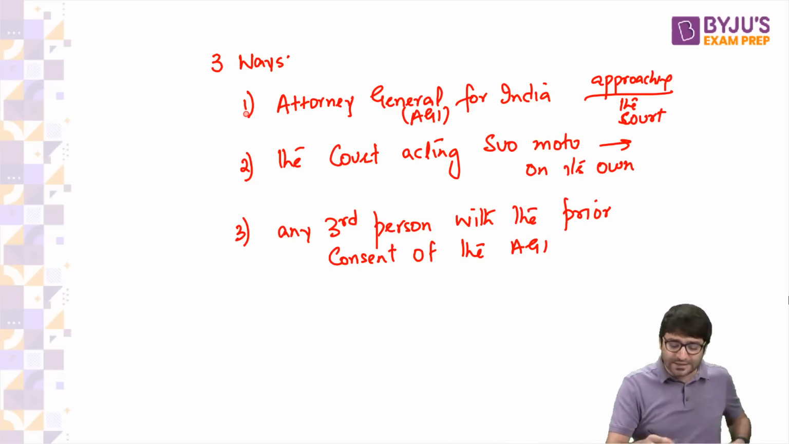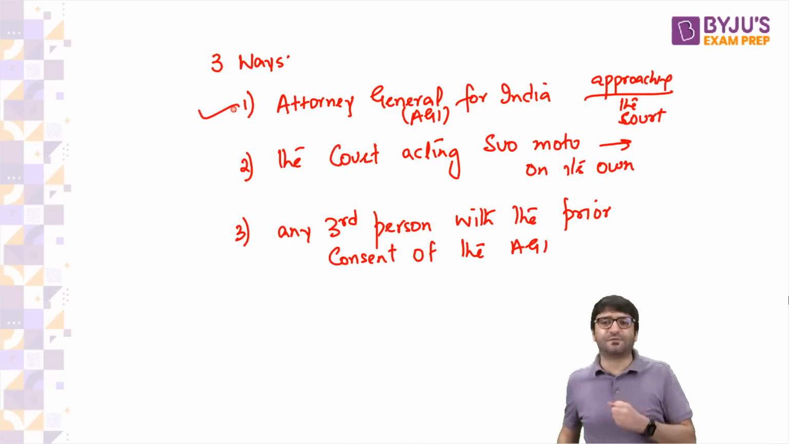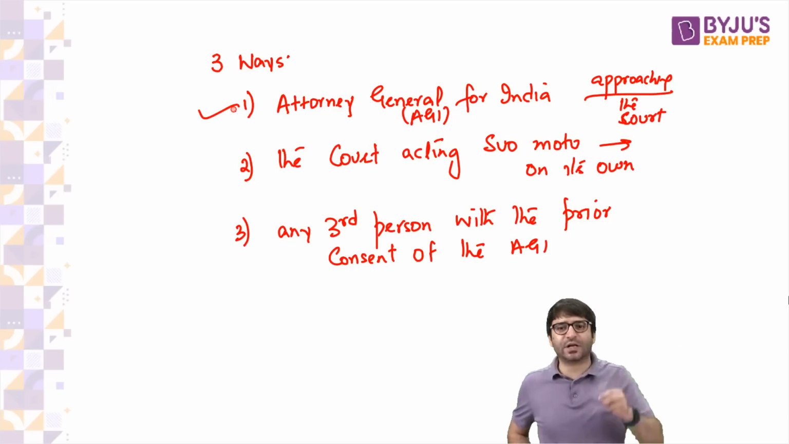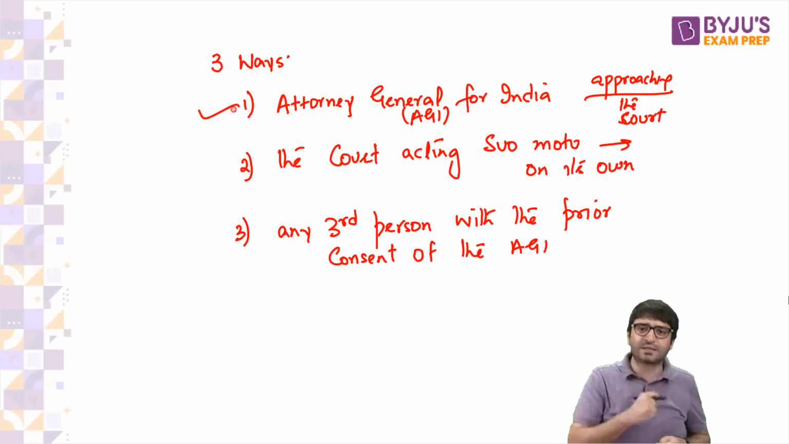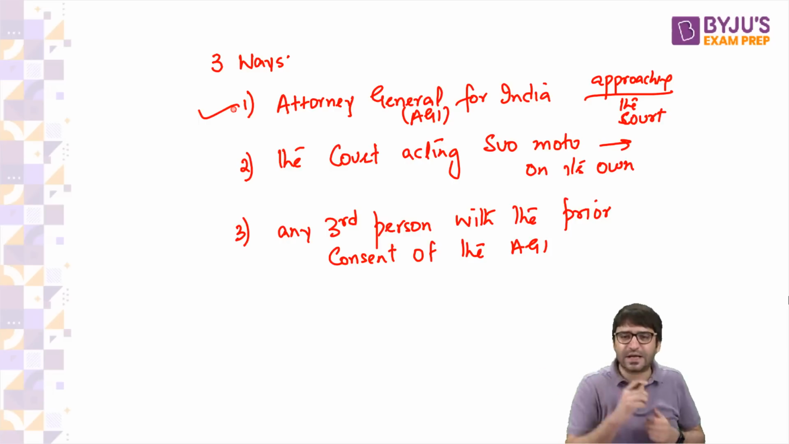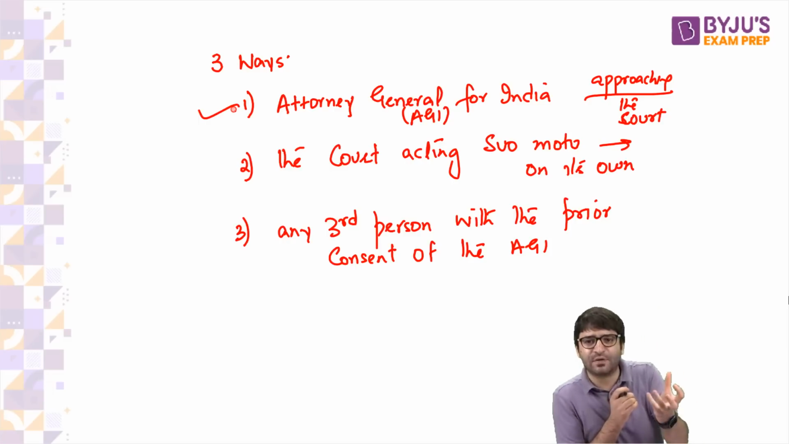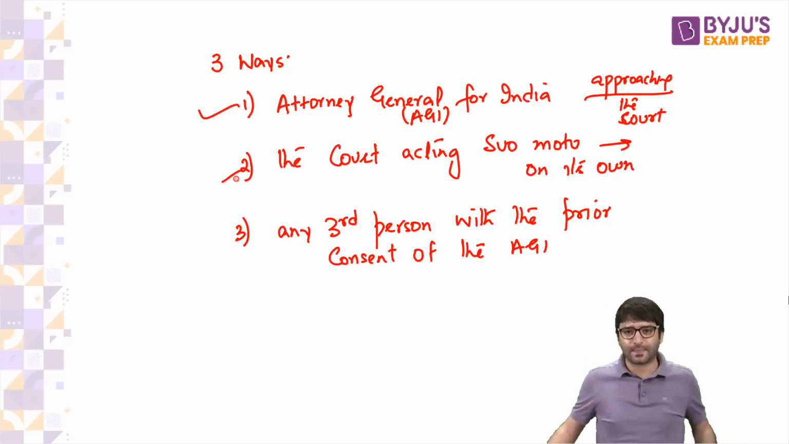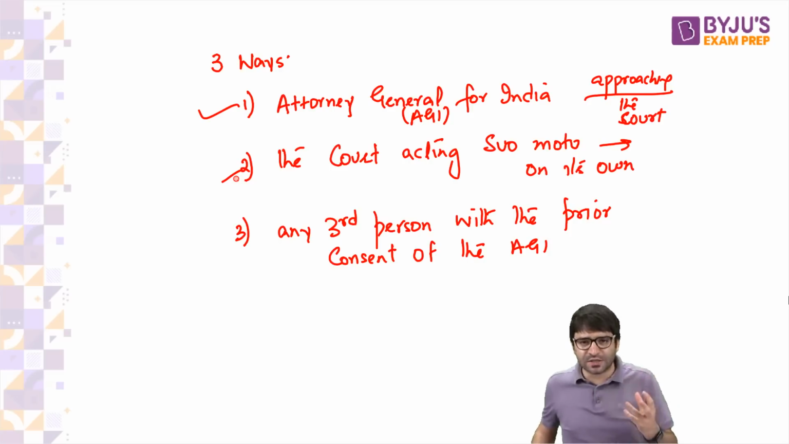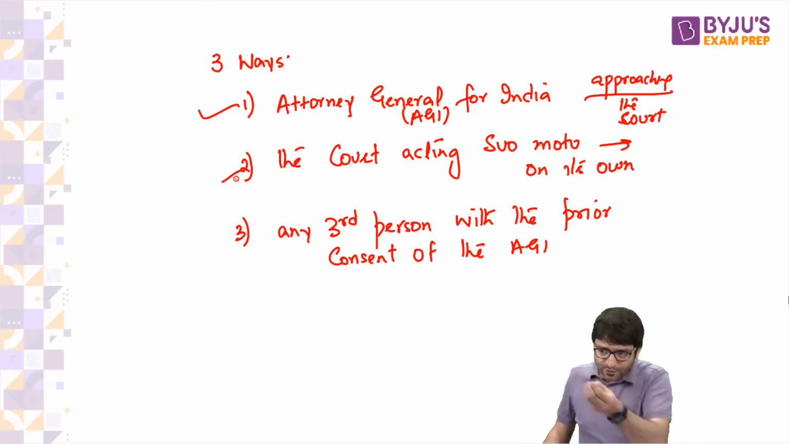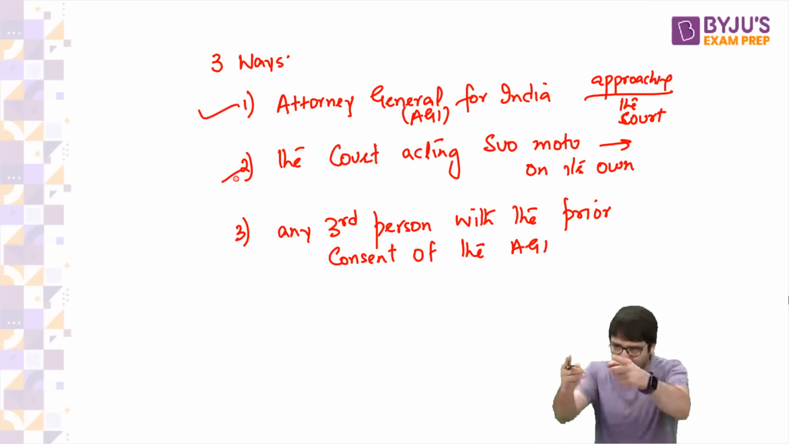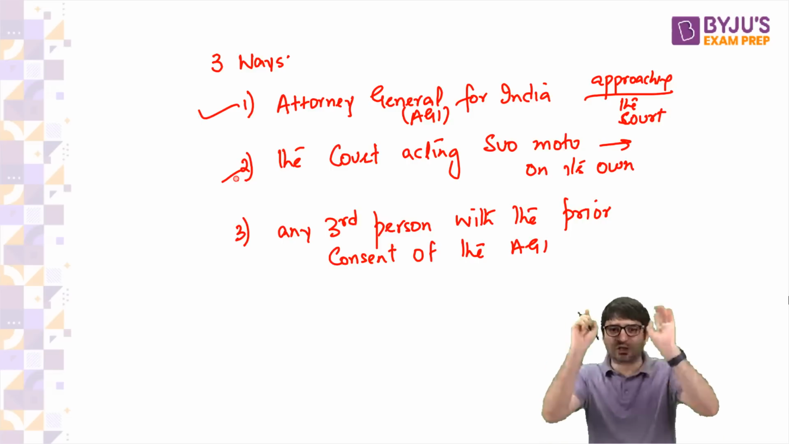One, either the Attorney General for India should himself approach the Supreme Court and say, please take action against Prashant Bhushan, please take action against Kunal Kamra, please take action against Sarmad because they have committed contempt of court. Or the court will act suo motu on its own. The court, the judges will read this tweet, will watch this video, will read this article, and on their own will say, now contempt of court proceedings will be initiated against you.